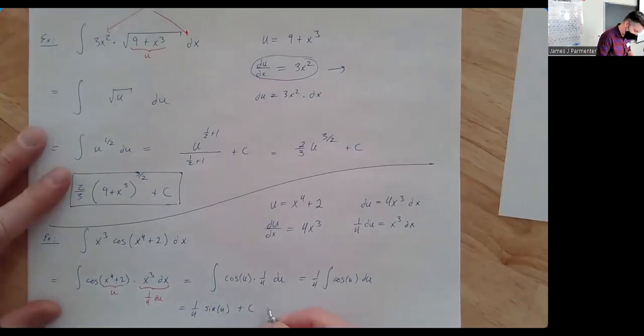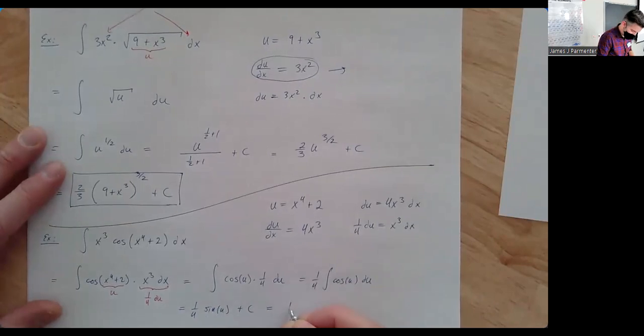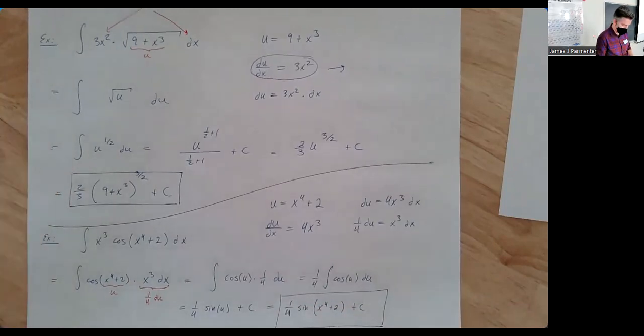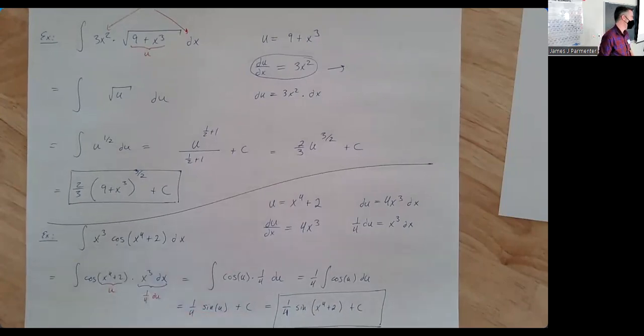And then we plug back in our u, and we get 1/4 sine of x to the fourth plus 2, plus c. And again, if you check this by taking the derivative, you'll use the chain rule and you'll end up multiplying back by a 4x cubed. And then the 4 will cancel and you'll end up having an x cubed times cosine of your stuff.